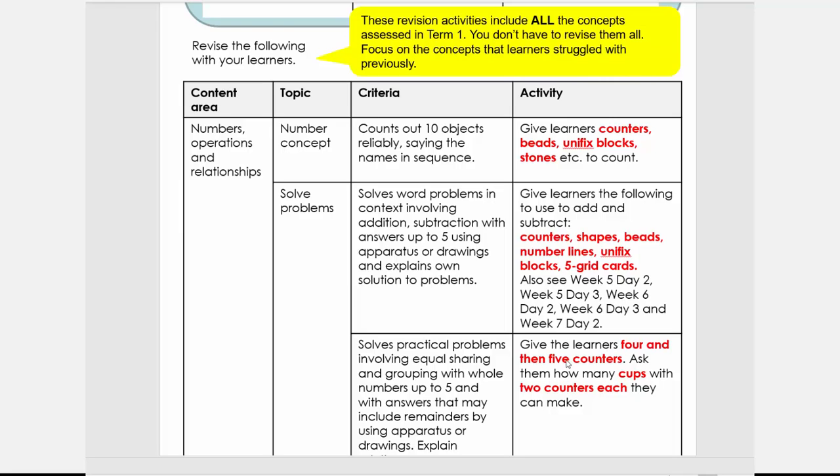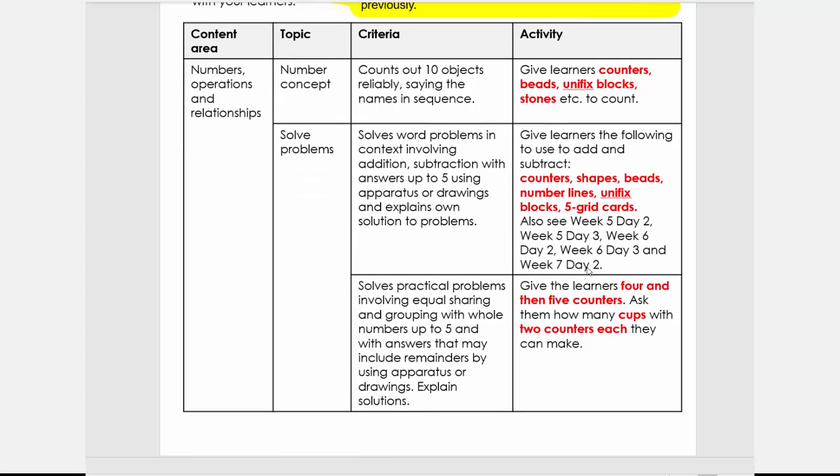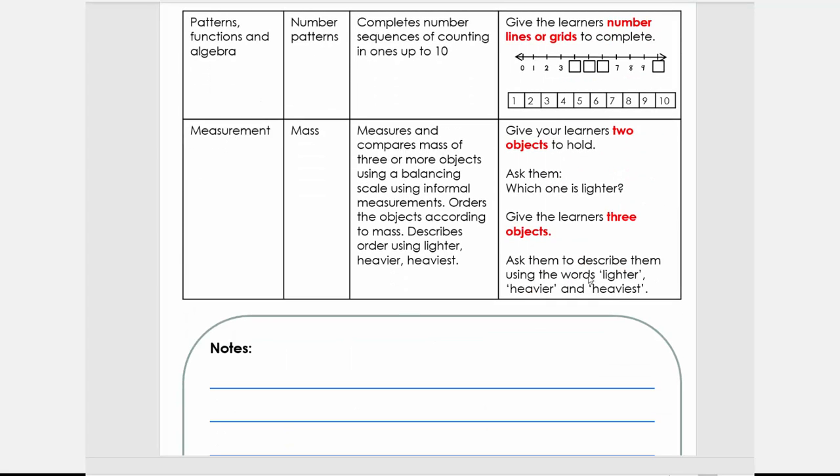Then lastly, you're going to give the learners 4 and then 5 counters. Ask them how many cups with 2 counters each they can make. So you're going to divide it. Remember, when you're going to give 5 counters, there's going to be 1 left, and they need to tell you that. Then again, we're going to do a similar number line activity like we did in the previous lessons.